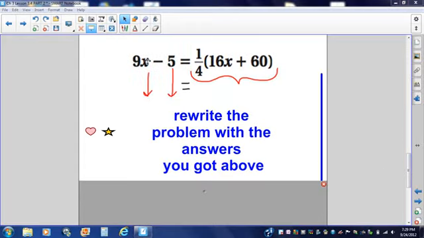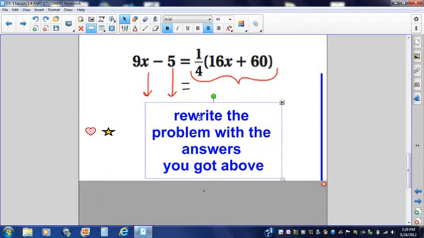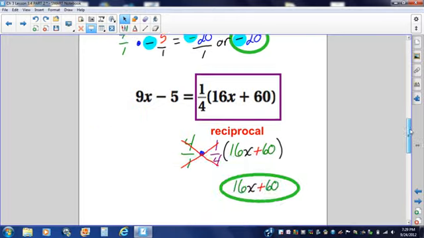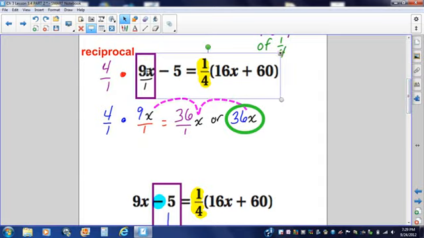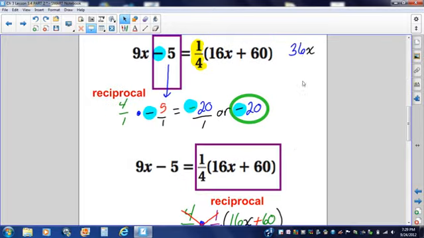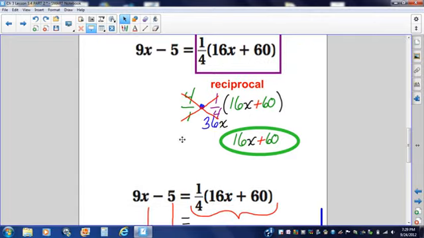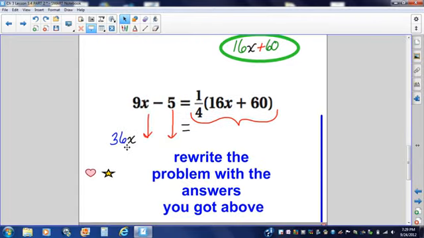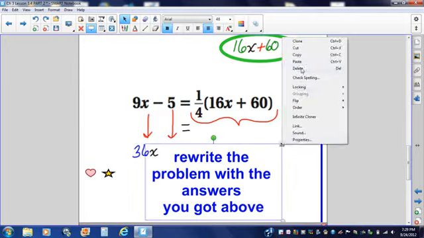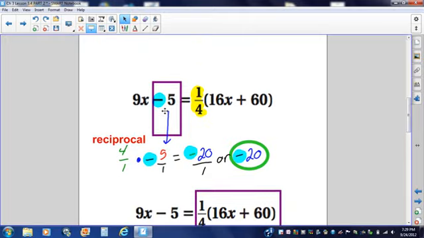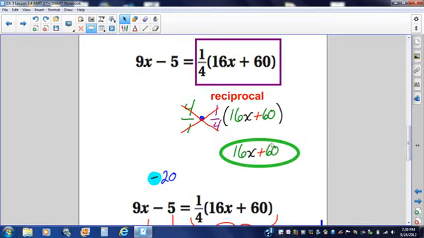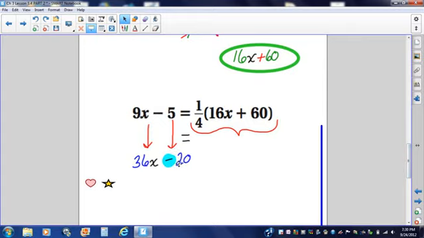Now this is what I'm going to do. I'm going to take my original equation and I'm going to rewrite the equation with the answers that I got from above. Or you are going to rewrite the equation with the answers from what you got above. So here we go. We said that 9x, when we multiplied all this out, gave us 36x. So here's my 36x. We are going to change that 9x to 36x. I'm just rewriting the problem with the answers from above. -5, when we multiplied all this out, we got -20. So there's our answer from the -5. Just plugging it in.